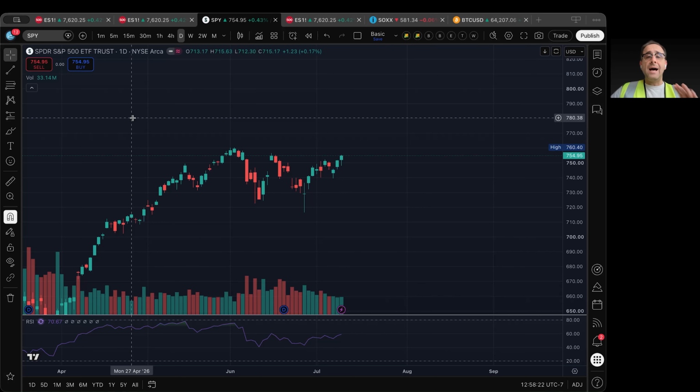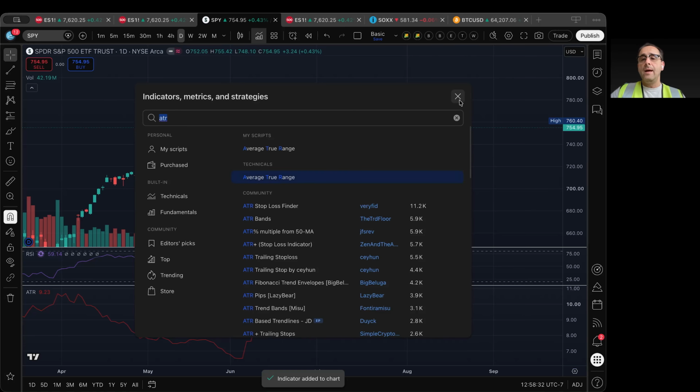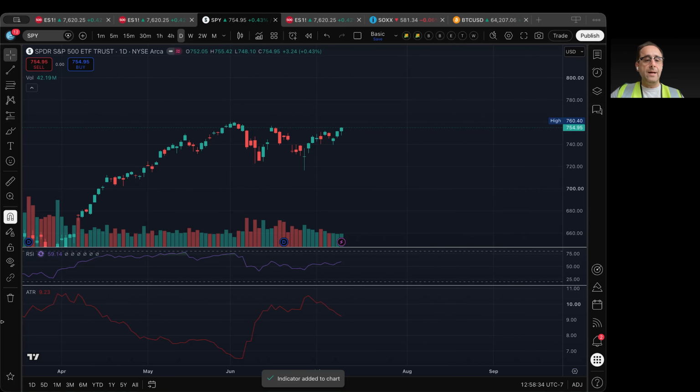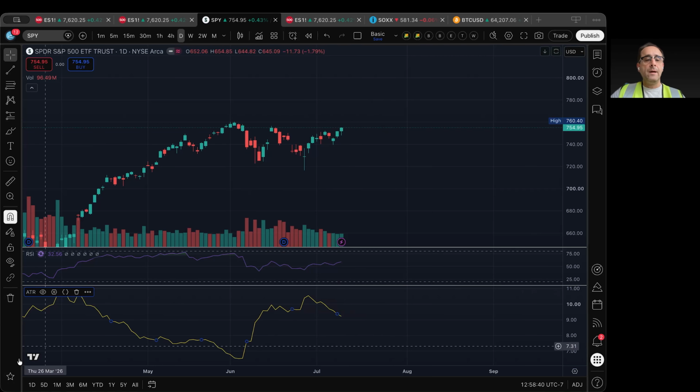But first, how do we get to it? If you go up to indicators and you type in ATR, you'll see it says average true range. Go ahead and select it. It'll default to this red color here, so we're going to make this a little bit more apparent. I'm going to go to yellow so you can see it better.